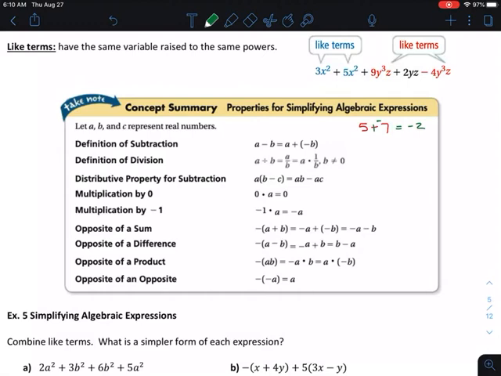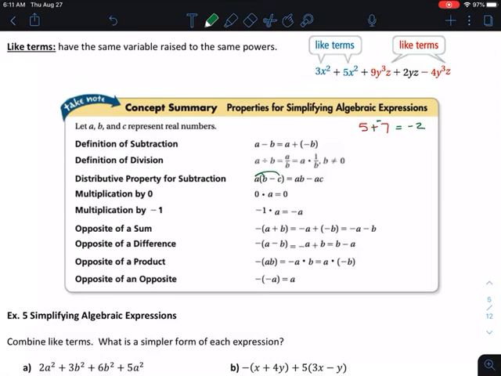Definition of division: if I have an a divided by b, that means I can put a over top of b, or a times that reciprocal 1 over b. Again, b cannot be equal to 0. We cannot divide by 0. Our distributive property of subtraction, right? You remember the distributive property, multiply what's on the outside in. Multiplication by 0, anything times 0 is 0. Multiplication by negative 1, it turns that whole thing into a negative. One negative makes that whole term negative.